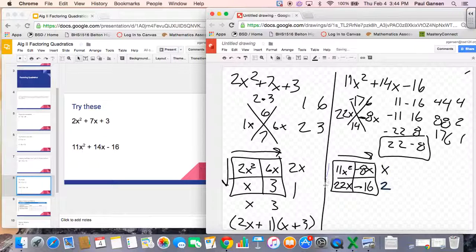And then going in this direction, 11x squared and 22x, they have a common factor of 11x. And negative 8x and negative 16, they both have a common factor of negative 8. So what this is going to turn out to be is x plus 2 times 11x minus 8. All right, there we go, and that's it.